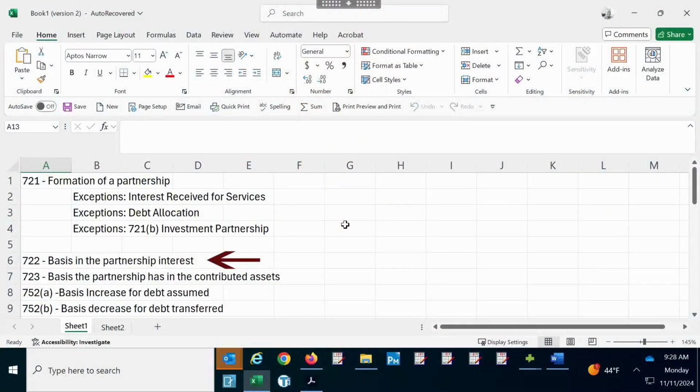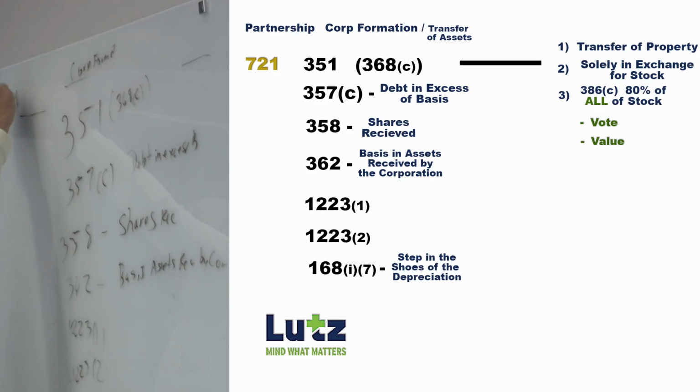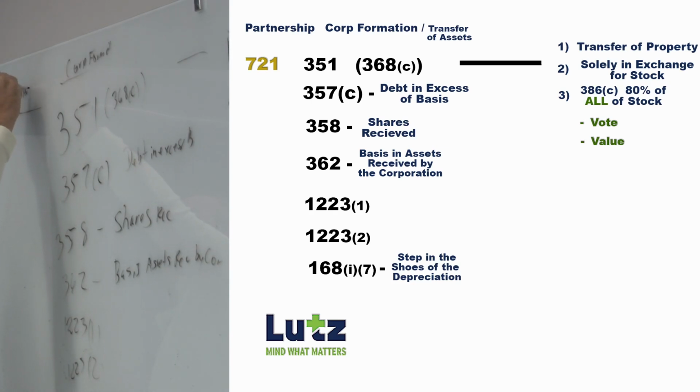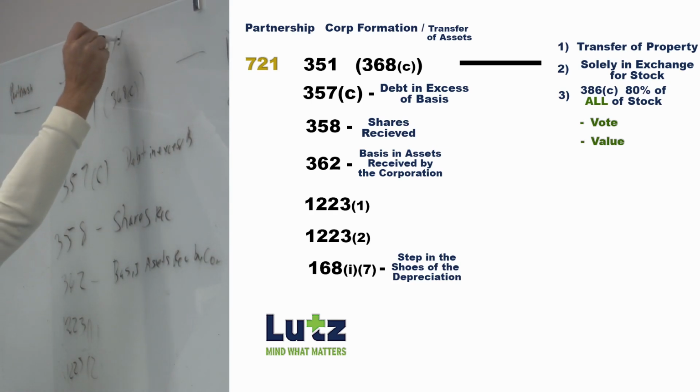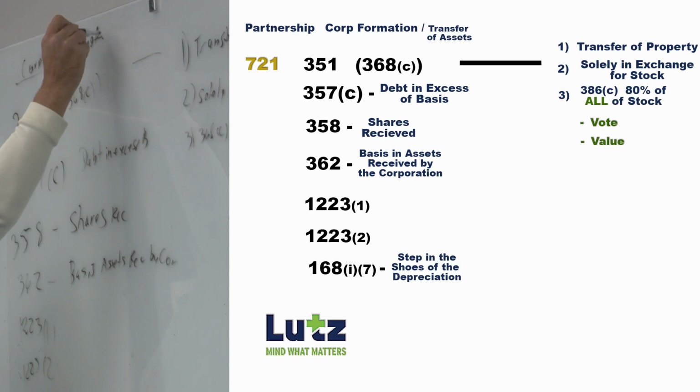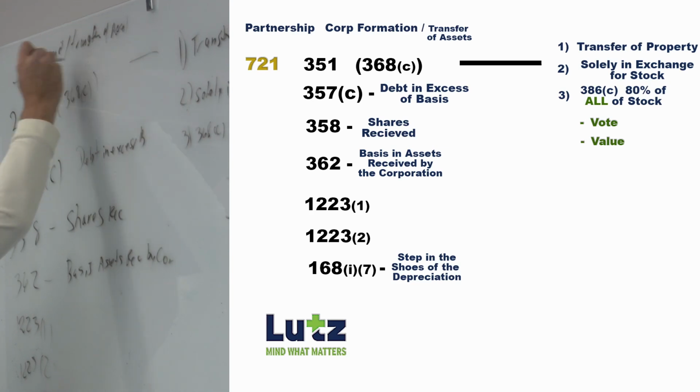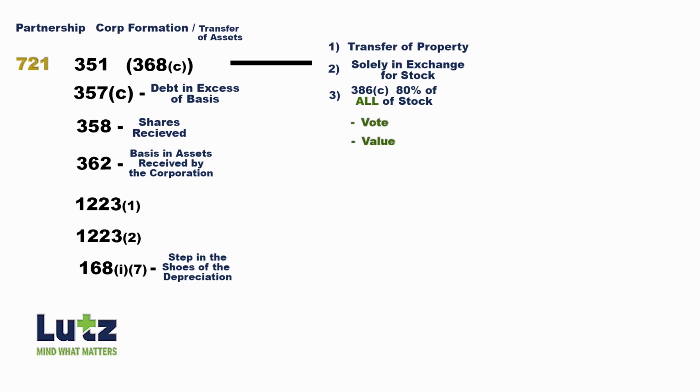722 is basis in the partnership interest. 722, so let's do this. So actually, I wish I was smart enough to do this before we got here. This is corporate formation, and this is partnership / transfer of assets. Because if it's an existing corporation, partnership, transfer. Okay? 351 and 721 are correlated.